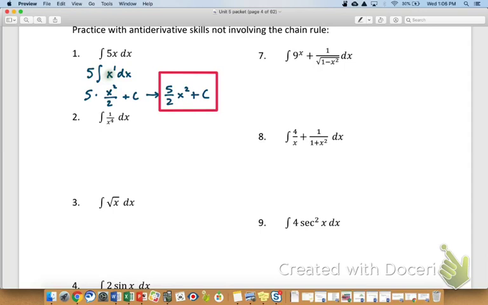Quick question. What if you were doing number 1, and you thought to yourself, man, I think that's right, but I'm not sure. How could you check? Just do a derivative. And if you get what you started with for your integrand, then you must have done it right. That makes sense? Okay, number 2.